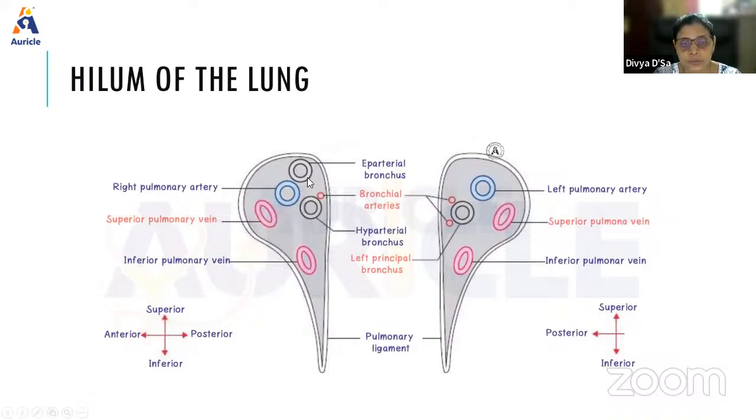So mainly the structures which enter and leave the lung here, from anterior to posterior when we go. You can say it both ways, anterior to posterior or superior to inferior, but this is easier to remember: anterior to posterior. So VAB, that is vein, artery and bronchus. Pulmonary veins are paired veins, so we have superior and inferior pulmonary veins, one pulmonary artery and bronchus. On the right side, we see two bronchi, eparterial and hyparterial bronchus, okay. So this is what we see.